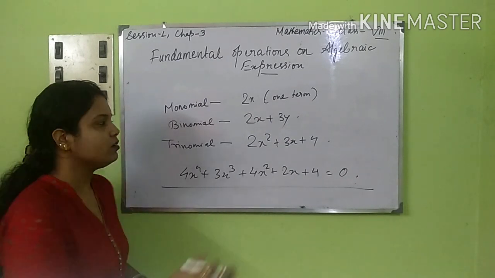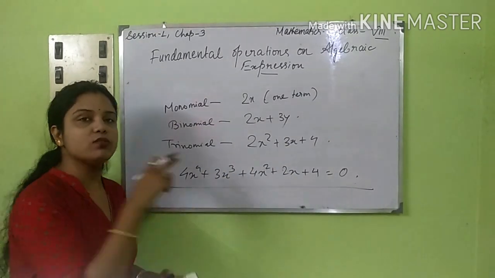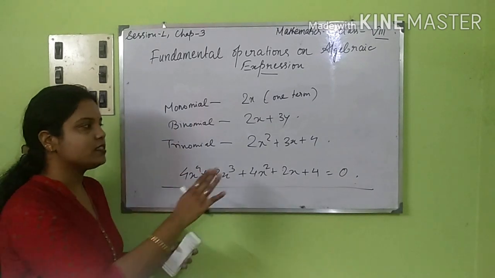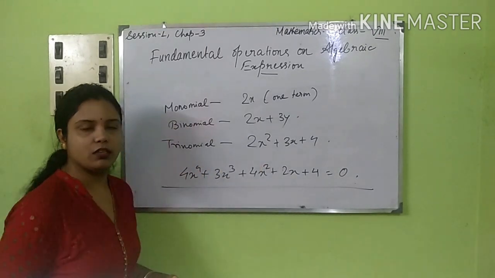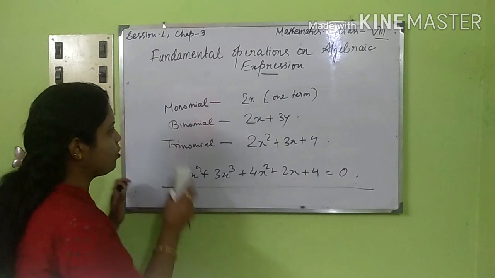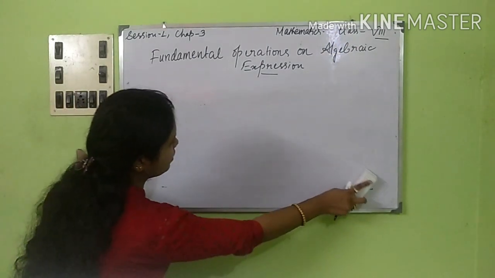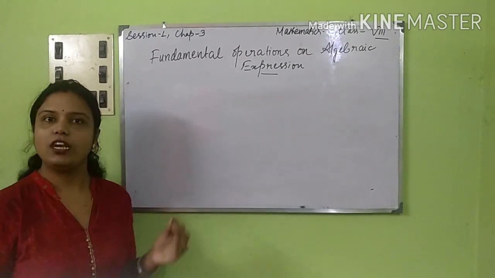Three or more than three terms, we call those a polynomial. No need to call them trinomial also. Once it is three or more than three terms, call them a polynomial. Now this is what it was: monomial, binomial, trinomial, quadrinomial, polynomial. So many names, you will get it.